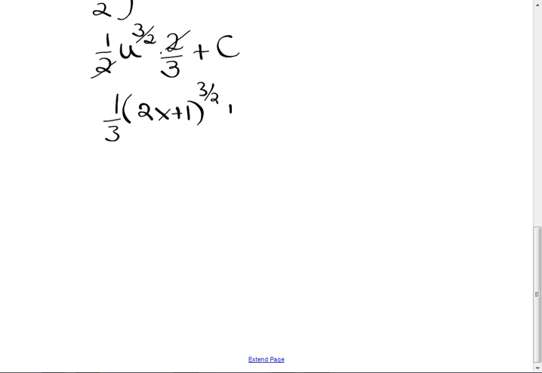So the 3/2 plus c. How do you know if it's right? Take the derivative.